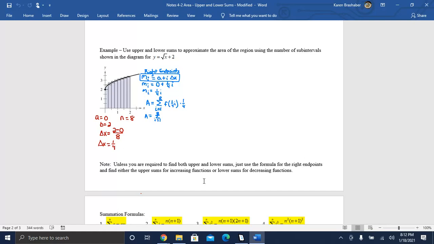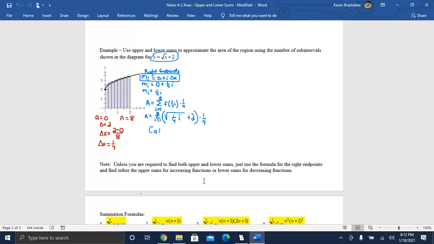And now you look for what is the function. The function is y equals the square root of x and then plus 2. So you're going to do the square root of 1/4 i and then have plus 2. Remember that that's the f of x, and then times the delta x, 1/4. And then this is where you use your calculator.